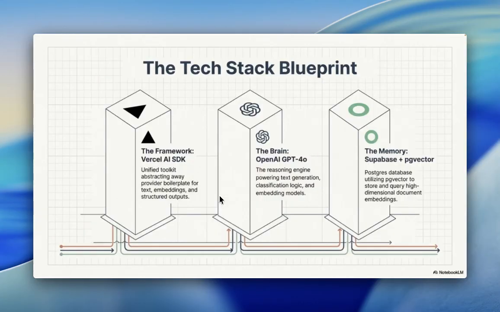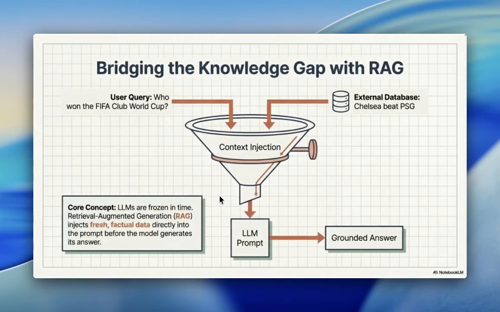What is the tech stack blueprint here? You have the framework, the Vercel AI SDK, a unified toolkit abstracting away provider boilerplate for text, embedding, and structured output. You have the brain, OpenAI GPT-4o, the reasoning engine powering text generation, classification, logic, and embedding models. You have the memory, which is Supabase plus pgvector, a Postgres database utilizing pgvector to store and query high-dimensional document embeddings.